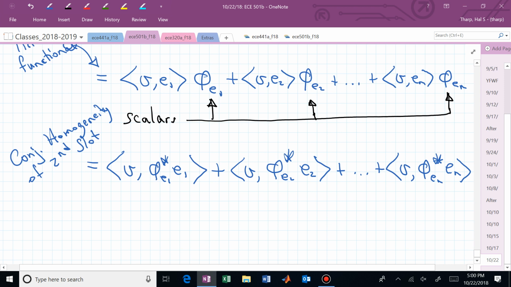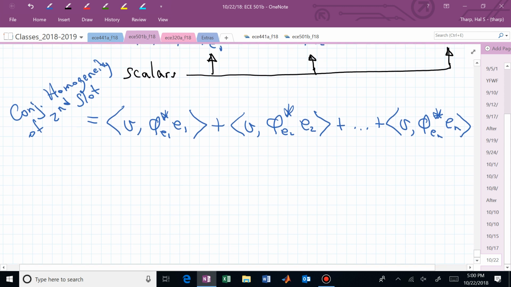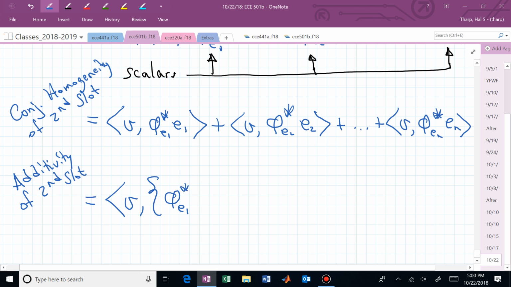Now I have a combination of a bunch of inner products, but what do I know about the second slot? What's the second slot enjoy? The first slot's the same. Can I somehow collapse this into one inner product? Because of what? Additivity of the second slot. So now I can form another equality based on additivity of the second slot, and now that says V is going to be in the first slot, but in the second slot I now have phi E1 conjugate E1 plus phi E sub 2 conjugate E2, etc.